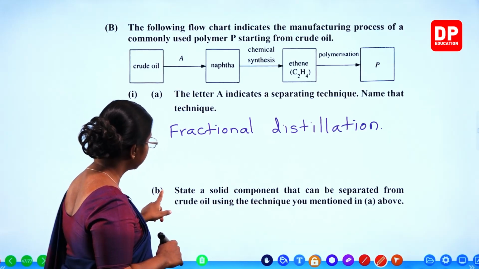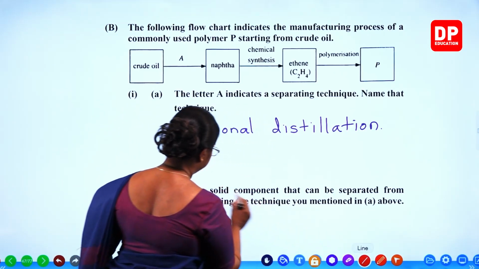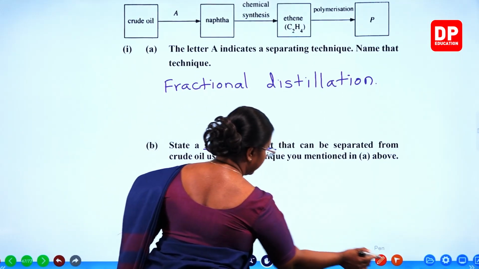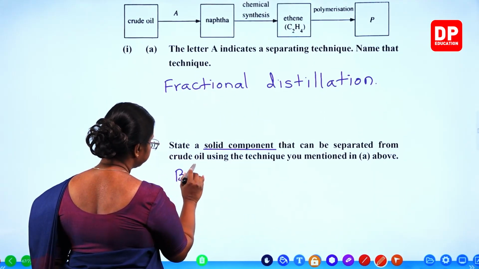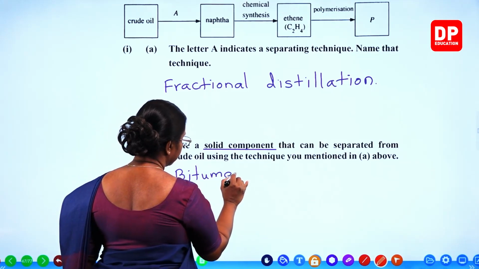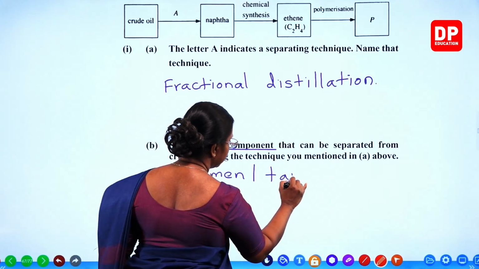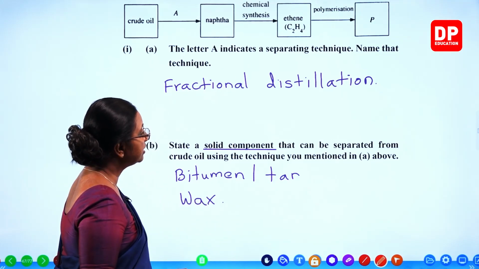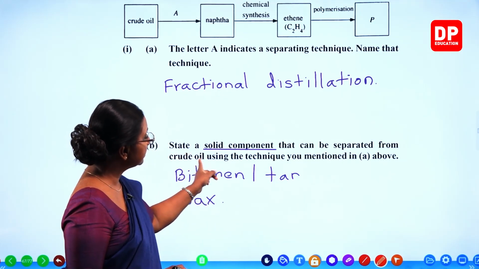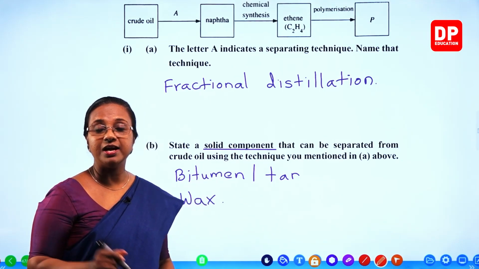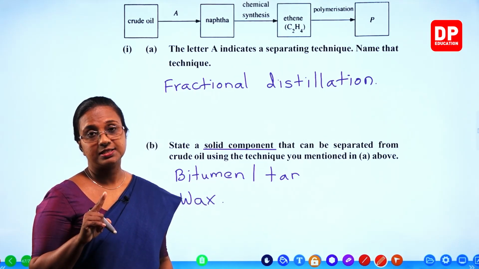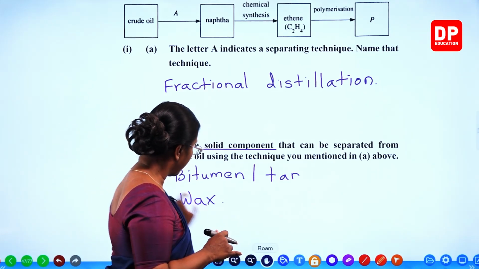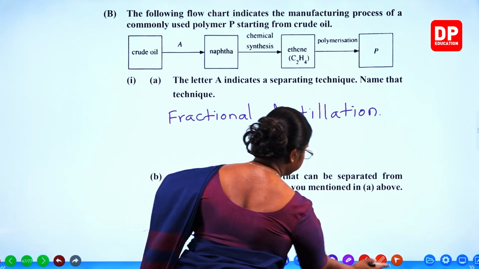Here the question is, state a solid component. Solid component. So like I said, it can be bitumen, or tar, or else wax. So those are the solid components. Here it says a solid component, so you can write any one of the answers. Is that clear, student? So with that, I will move on to the next part.